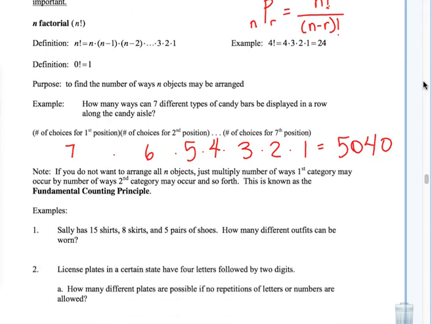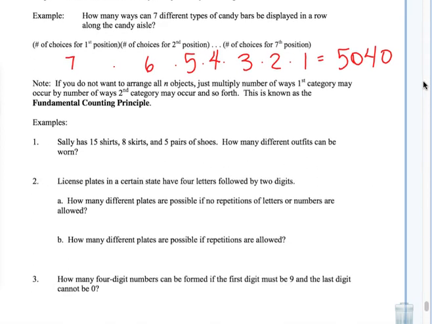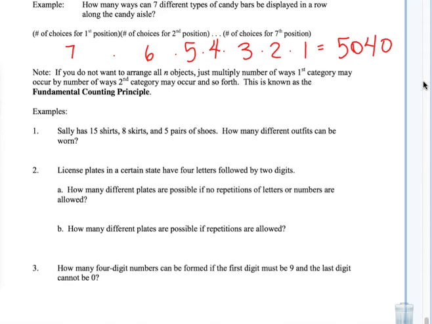So example 1, we're going to do 3 examples on this first page. It says Sally has 15 shirts, 8 skirts, and 5 pairs of shoes. How many different outfits can be worn? All right, so I'm going to have so many skirts, so many shirts, and so many pairs of shoes, and I want to know how many different outfits. Notice this doesn't say odds or probability. We're just looking at how many different kinds of arrangements.